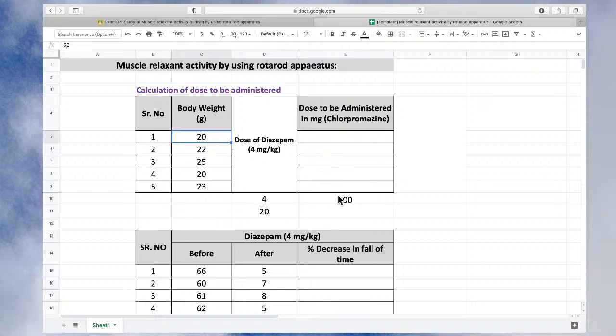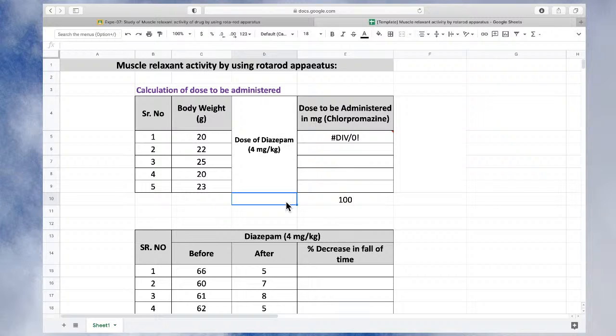So how to calculate this? You need to do the cross multiplication. I have shown you last time also, you use the same technique to calculate the dose to be administered to the animal. So it will be 20 multiplied by 100, sorry, I'm selecting once again 20 multiplied by 100 divided by 4. I'm sorry, there is some problem here, there is a mistake.